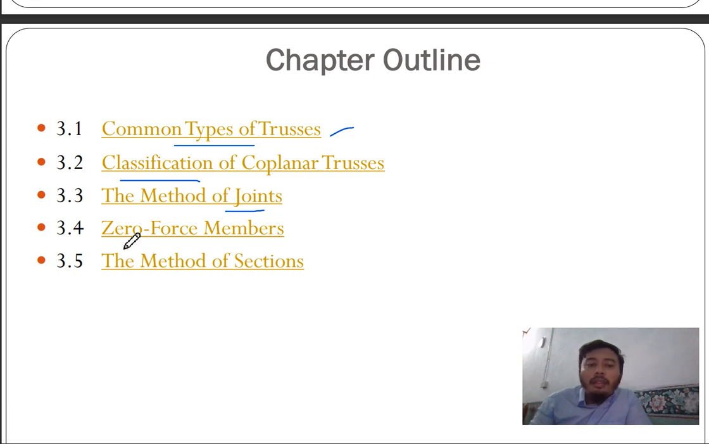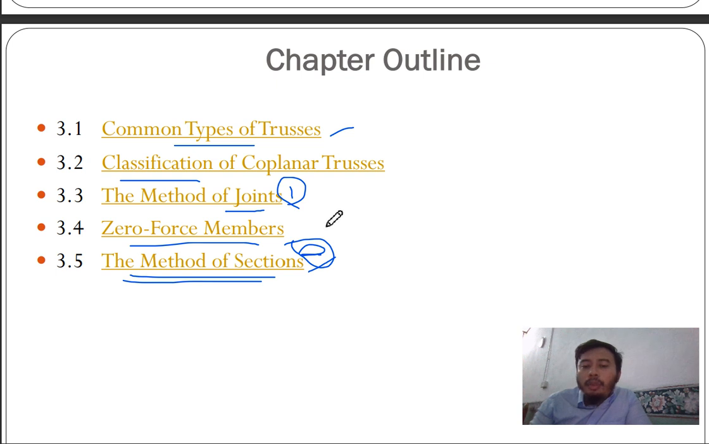Then zero force members, how to identify a zero force member, because sometimes in trusses you have a member that doesn't have any forces acting on it. It will shorten your analysis steps. And then the last one is the method of sections. This is the first method and this is the second method. Both can be used. Both have pros and cons, but in the end, both produce the analysis of the forces. Both help in finding the forces within the members of trusses.